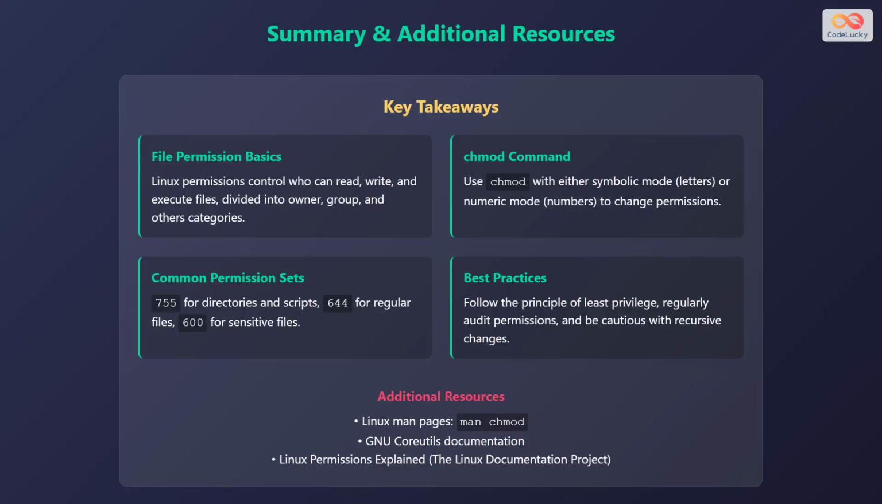Let's summarize the key takeaways. Linux permissions control who can read, write, and execute files, divided into owner, group, and others categories. Use the chmod command with either symbolic mode or numeric mode to change permissions. 755 is commonly used for directories and scripts. 644 is commonly used for regular files. 600 is commonly used for sensitive files. Follow the principle of least privilege. Regularly audit permissions, and be cautious with recursive changes.